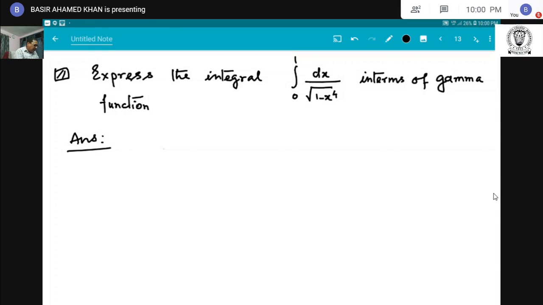Now I put x square equal to sine theta, then x equal to root over of sine theta.